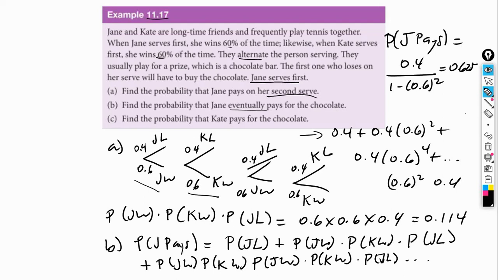0.625. Then for part C, find the probability that Kate pays for the chocolate. Notice that this would just be the complement of B. So the probability that Kate pays is going to equal 1 minus the probability that Jane pays, which was 0.625. So this will be 0.375. We could also have answered using an infinite geometric series, but I will leave that to you as an exercise.